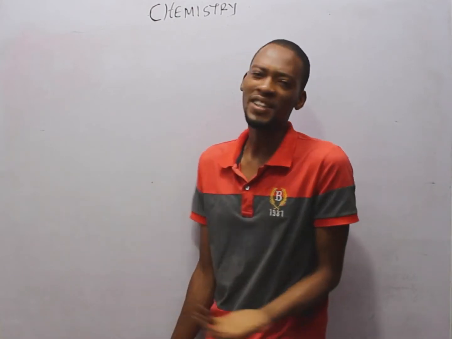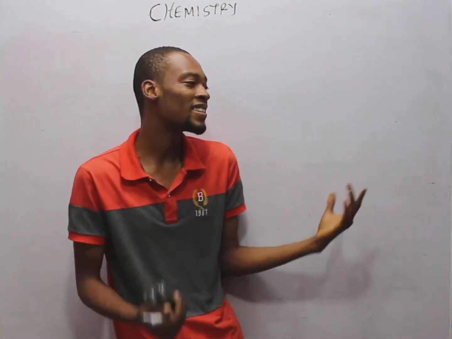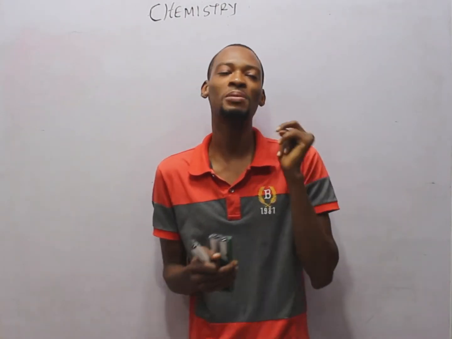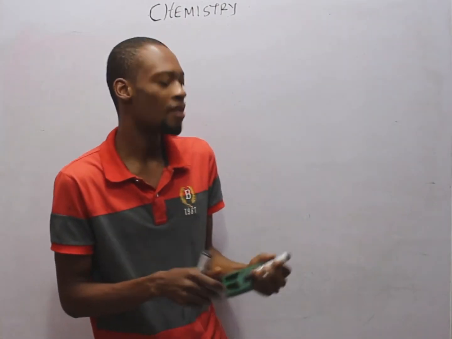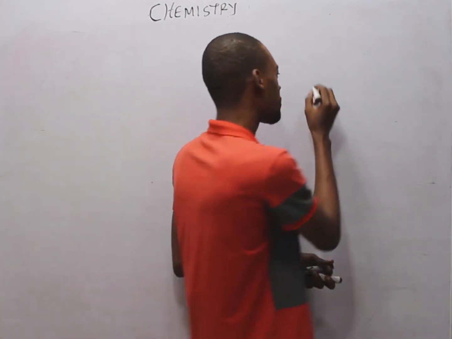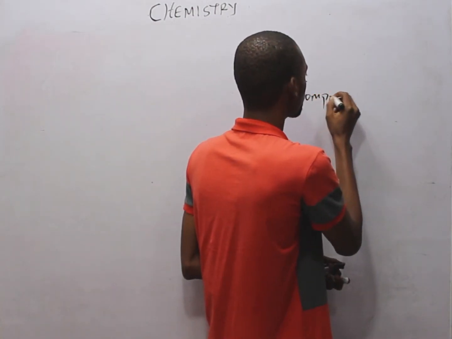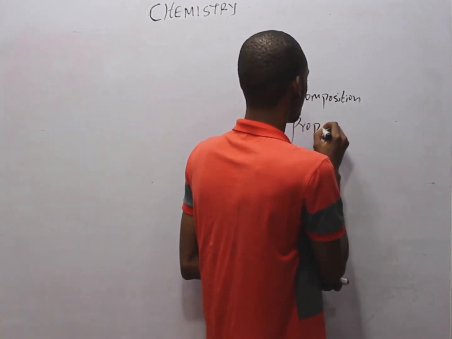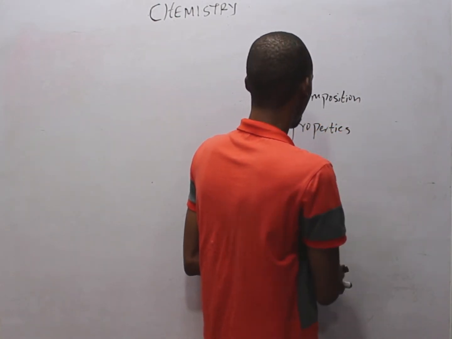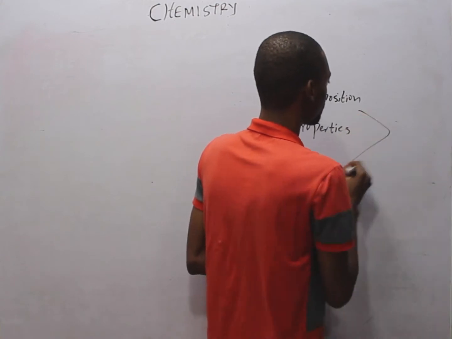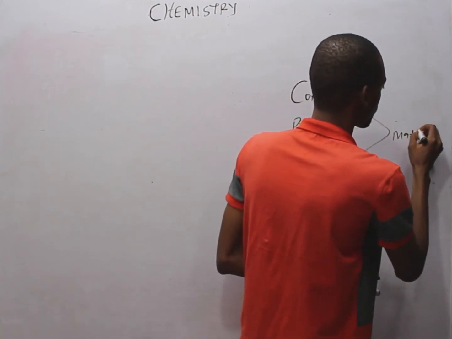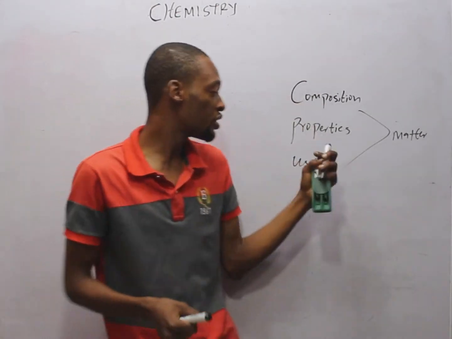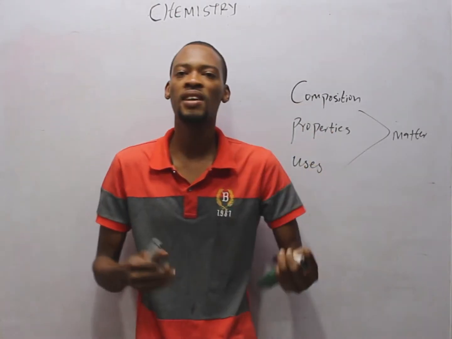Now, we can't talk about points in chemistry without the definition. So that is one of the most important things you should know in chemistry. Chemistry is the study of the composition, properties, and uses of matter. So chemistry talks about the composition, properties, and uses of matter.